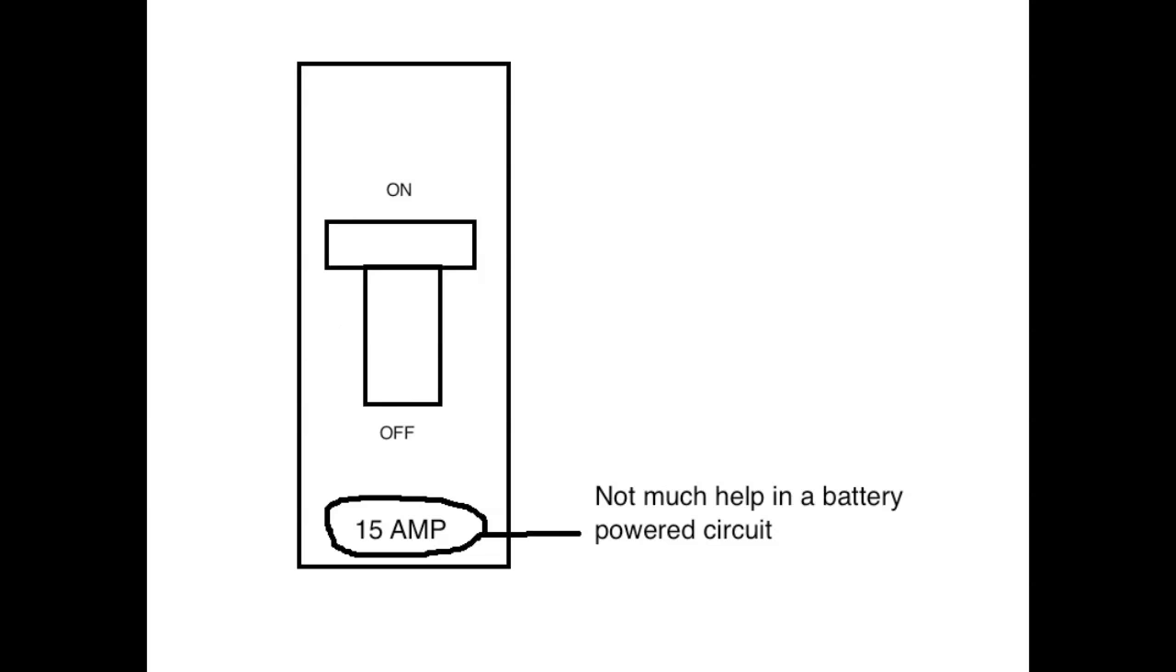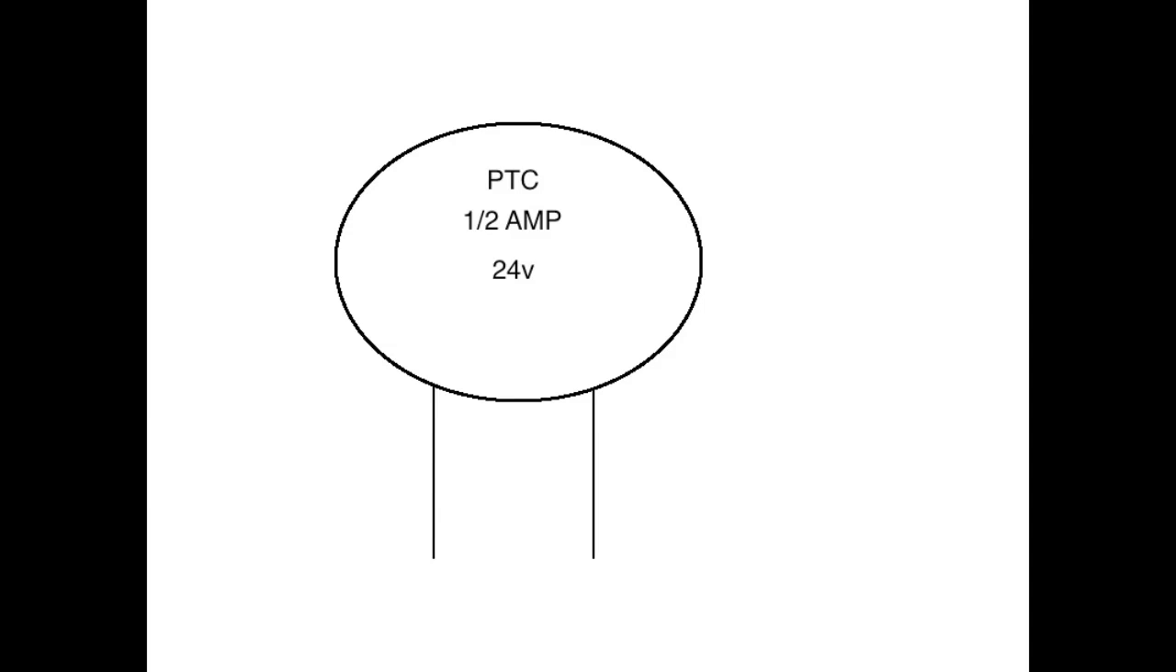Circuit breakers can be reset, but I don't know if they exist under the kind of ratings that you need for a battery-powered circuit. Also, even if your battery could deliver that amount of current safely, I don't even know if a circuit breaker designed for house current would even trip under, like, say, 12 volts at 20 amps. But PTCs are available in those lower amp ratings, and they're designed for low voltage circuits.